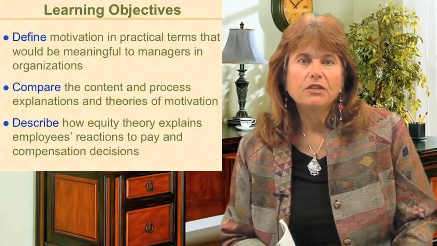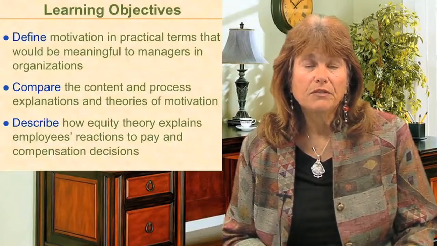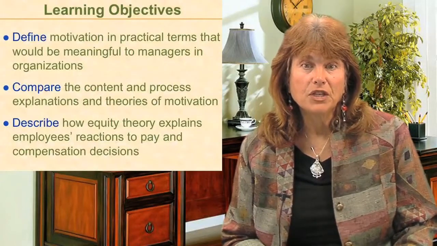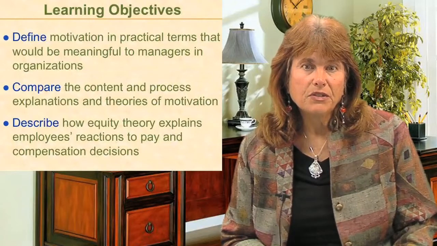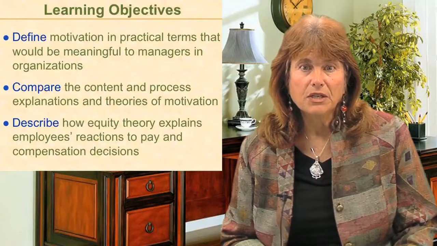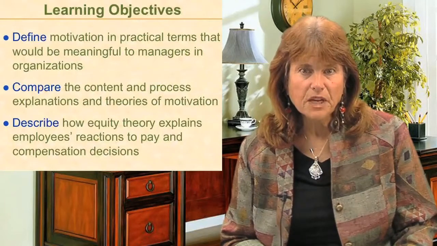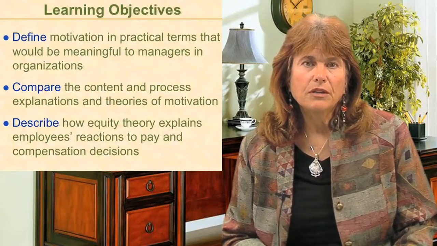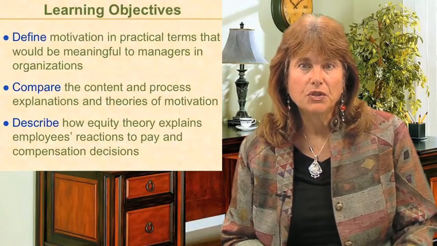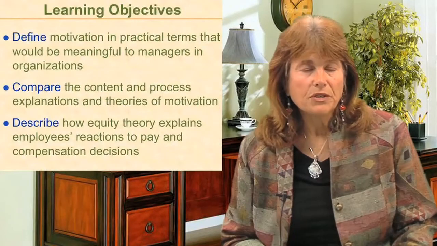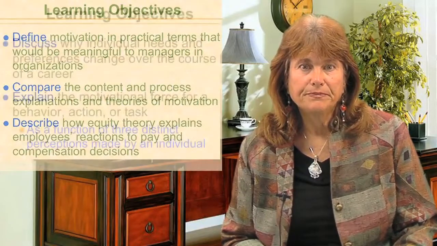The learning objectives for this chapter have to do with, first of all, we need to define what motivation is and how we can make it meaningful. We need to look at different theories of motivation, content and process theories, and explain those theories. And then we're going to focus in on one of the theories, equity theory, which explains people's reactions to different reward systems, particularly pay and compensation.